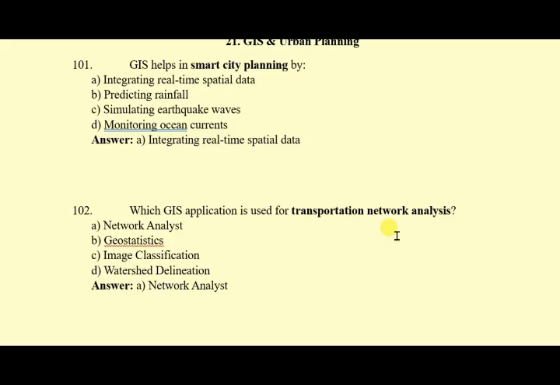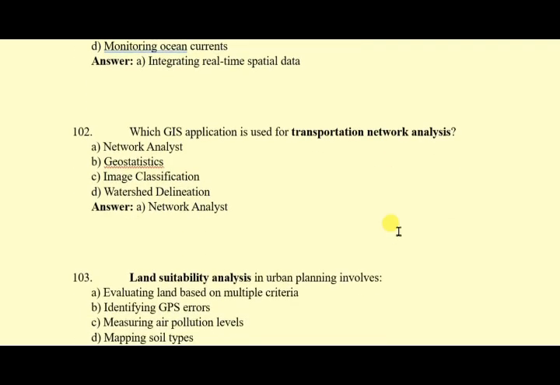Question 102. Which GIS application is used for transportation network analysis? Network analyst, geostatistics, image classification, watershed delineation. The right answer is network analyst.